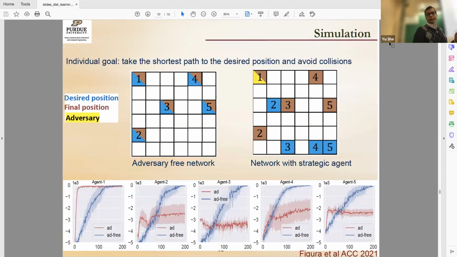Okay. So think about this example, a grid world example. There are 5 agents. They want to go to the blue position while avoiding collisions. Without the strategic agent, all of the agents go there. But if one is a strategic agent, only one reaches where it wants, right? And in fact, all the other agents move out of the way to avoid collisions. So they end up helping that one.